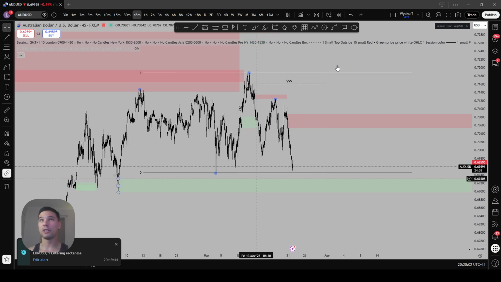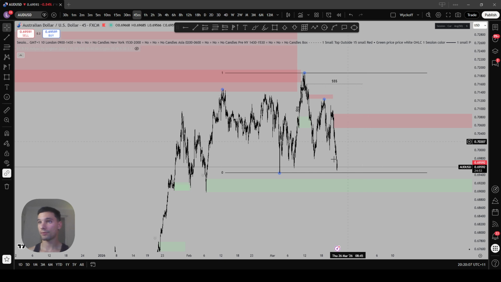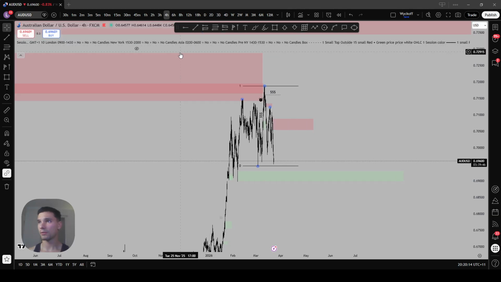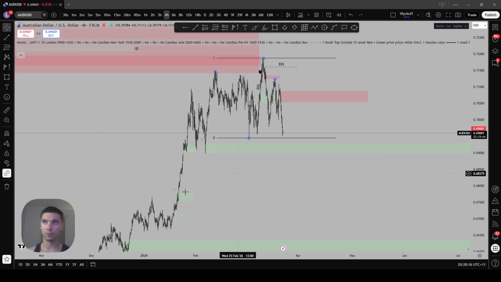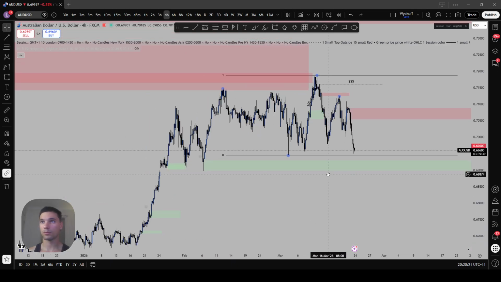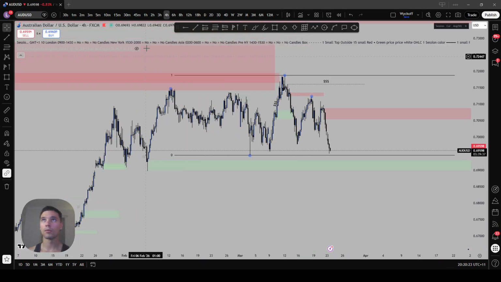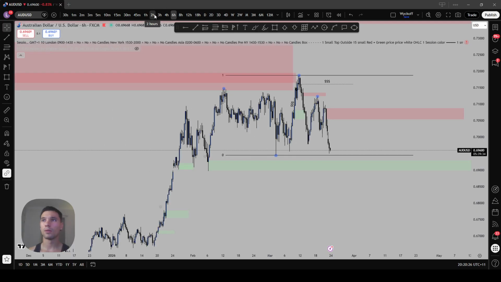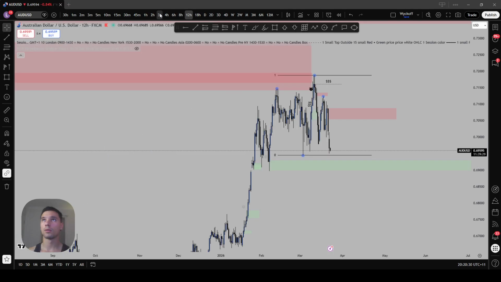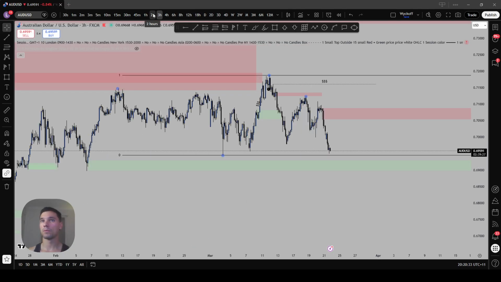I'm not really interested in anything right now for AUD USD. We do have nice demand though below us. I just want to see what type of demand this was again. Two-hour, 3-hour OBIF.